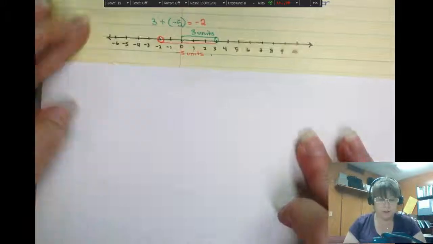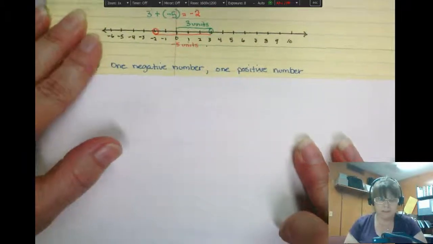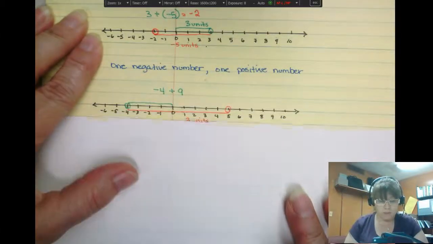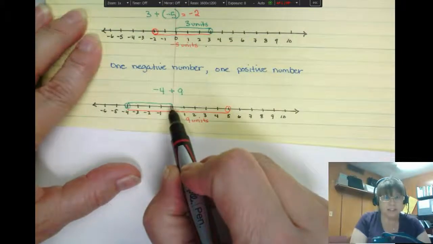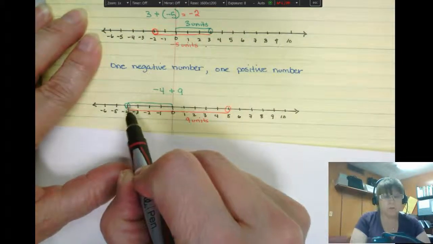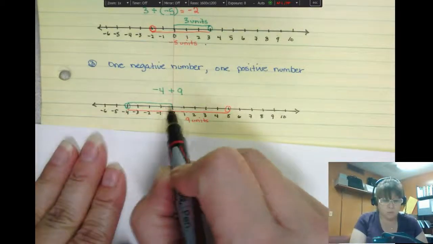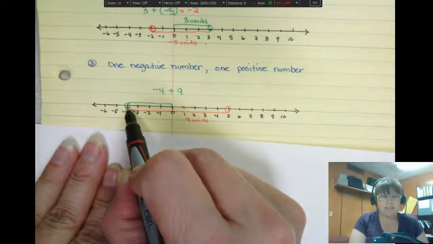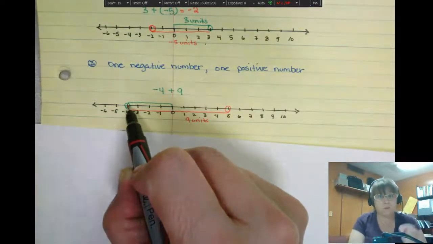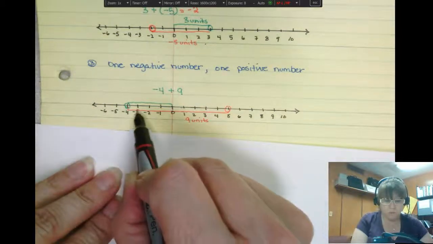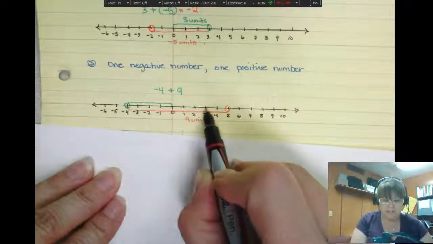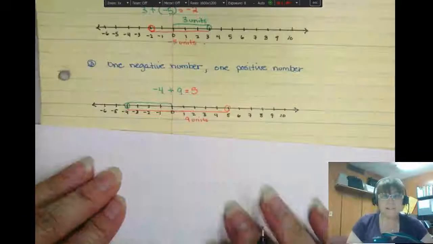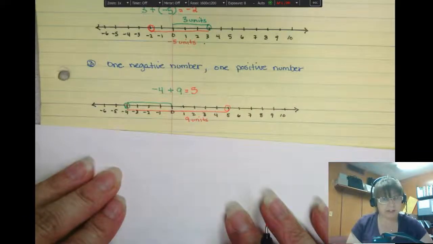Now let's try one negative number and one positive number. Negative 4 plus 9. On the number line, we're going to start going to the left, negative 4. So to the left, 4 units. 1, 2, 3, 4. And then I'm going to add a positive 9 units. So I move to the right 9 units. 1, 2, 3, 4, 5, 6, 7, 8, 9. And I land on 5. So my answer is 5, positive 5.